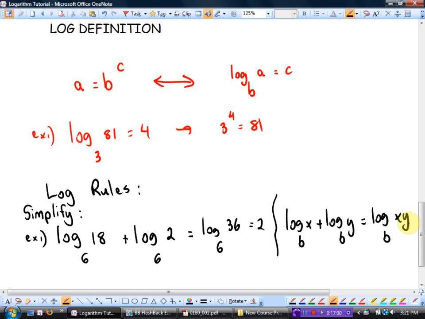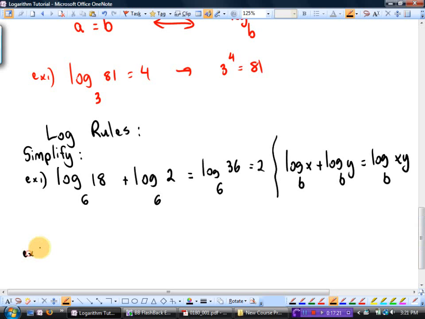Again, logarithms, I know the unit is tough, but at the same time, it's very symmetrical. If adding outside the log is multiplying inside the log, what do you think subtracting is? Dividing. If I have something like this, the log base 5 of 50 minus the log base 5 of 2, that's the same as the log base 5 of 50 divided by 2.